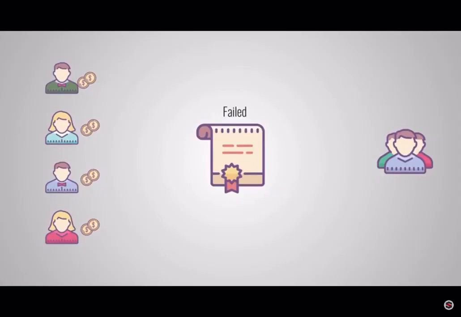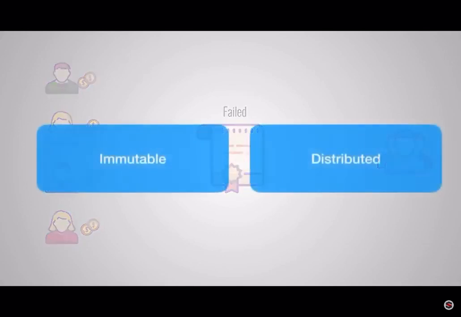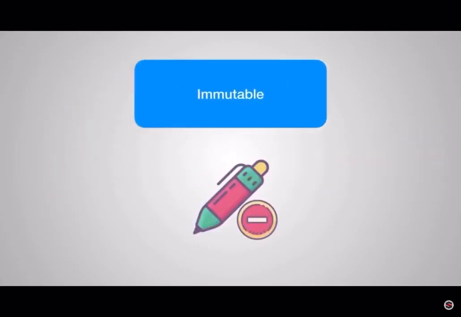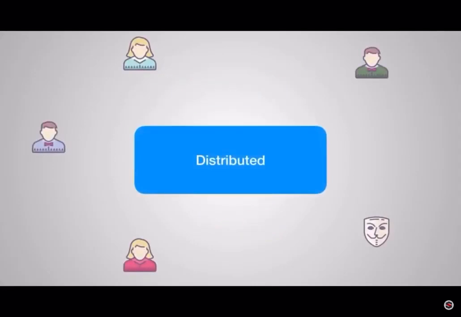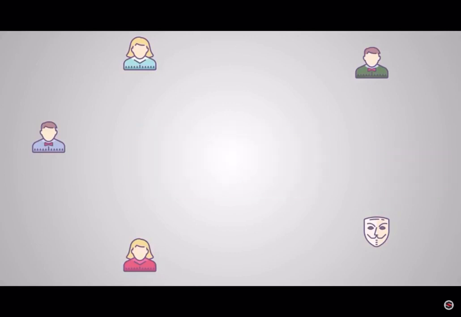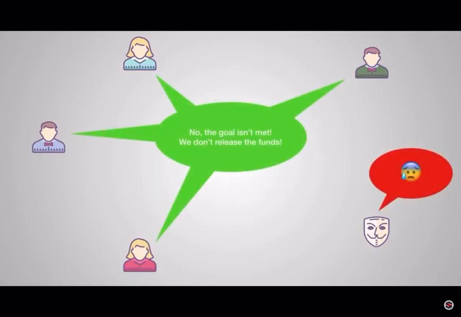But wait a minute, why should we trust a smart contract? Well, because smart contracts are stored on a blockchain, they inherit some interesting properties. They are immutable and they are distributed. Being immutable means that once a smart contract is created, it can never be changed again. So no one can go behind your back and tamper with the code of your contract. And being distributed means that the output of your contract is validated by everyone on the network. So a single person cannot force the contract to release the funds because other people on the network will spot this attempt and mark it as invalid. Tampering with smart contracts becomes almost impossible.